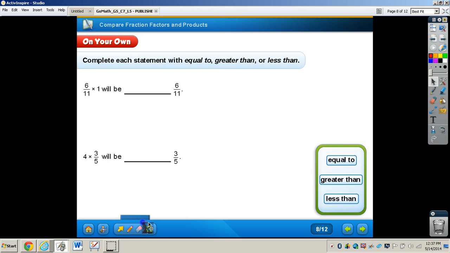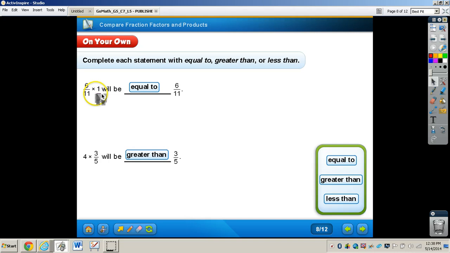So let's take a look at these two questions all by yourself. We have 6/11 times 1. Will it be equal to, greater than, or less than 6/11? 4 times 3/5 will be equal to, greater than, or less than 3/5. I want you to complete these problems by yourself. When you're finished, you can press play and I'll have the answer for you. Pause the video now. Okay, here are the two answers. 6/11 times 1 will be equal to 6/11, and 4 times 3/5 will be greater than 3/5.